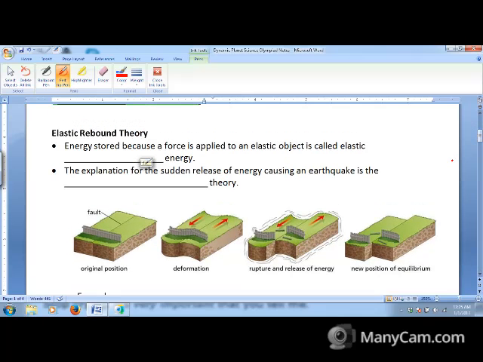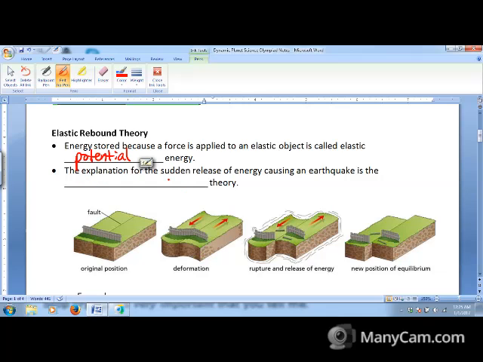How an earthquake actually originates its waves. Energy is stored because a force is applied to an elastic object, and that's called elastic potential energy. Potential energy comes in a variety of sources like mechanical, nuclear, chemical, or elastic. Basically, if you pull something back like a spring, it's going to have some energy built up, and when you release it, that energy goes into motion, called kinetic energy.